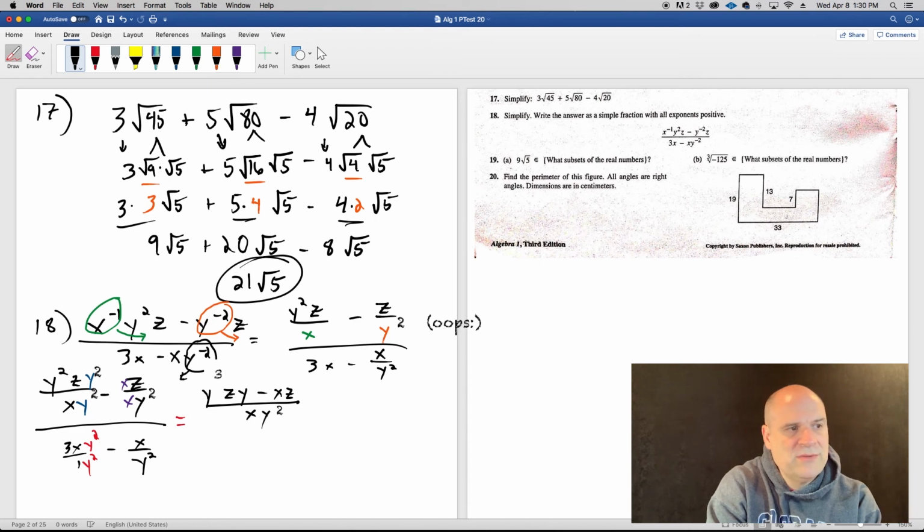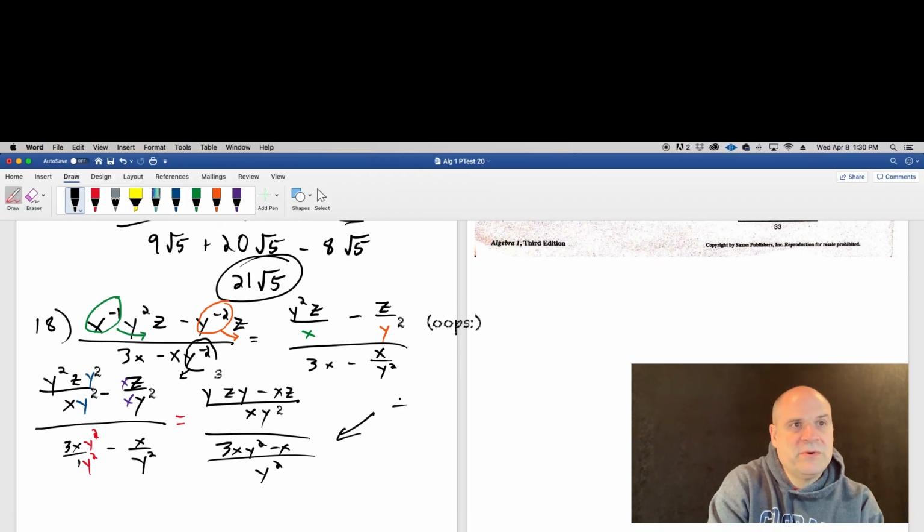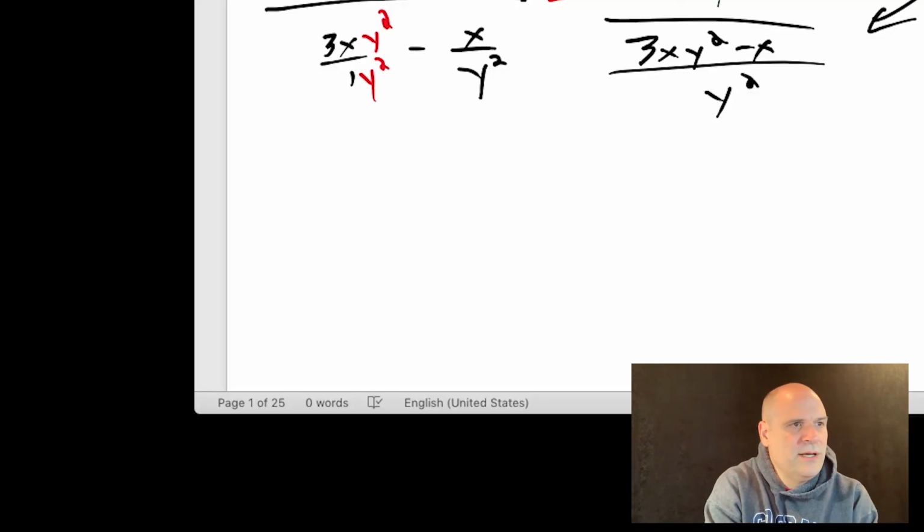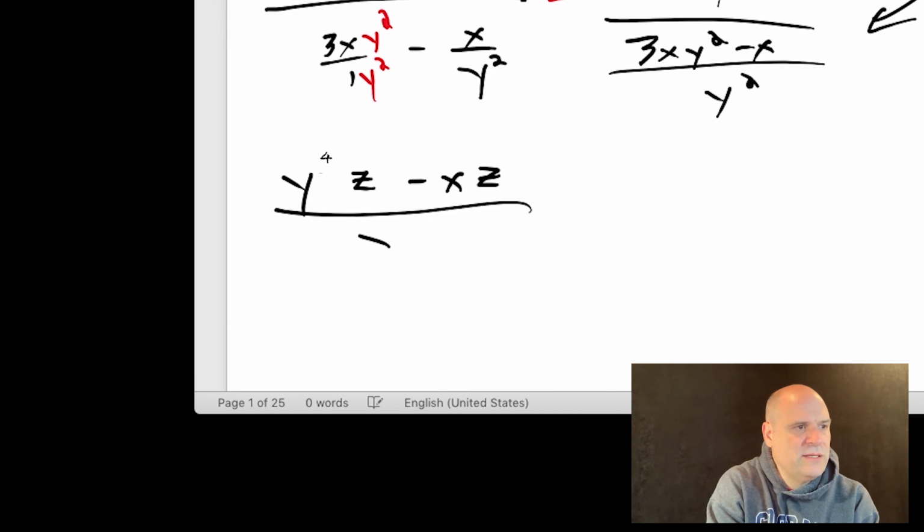Because remember, when you have the same denominator, you just add or subtract the numerators. All over, or divided by, 3xy squared minus x over y squared. Okay, so this is a division problem. So we're gonna copy, and look, y squared times y, that's just y cubed. z minus xz all over xy.